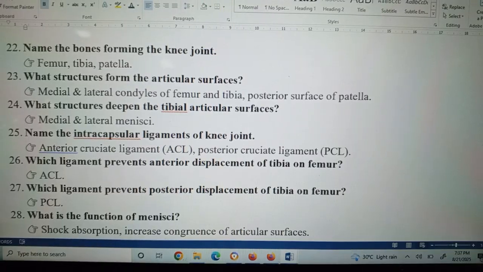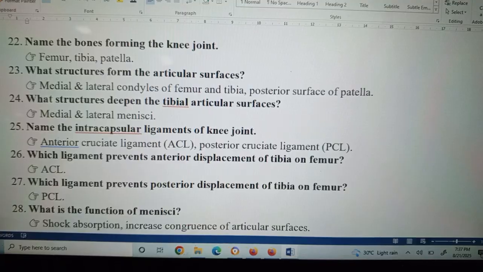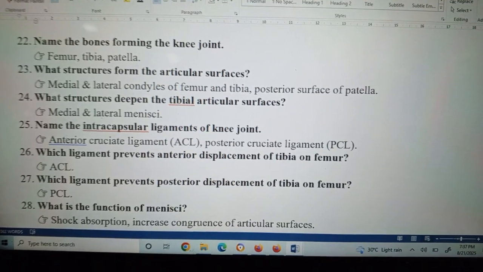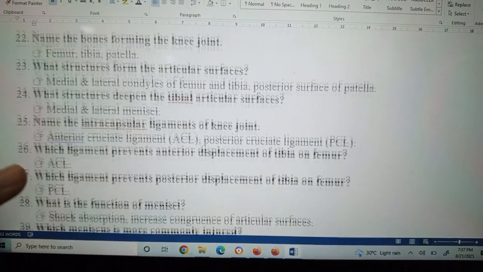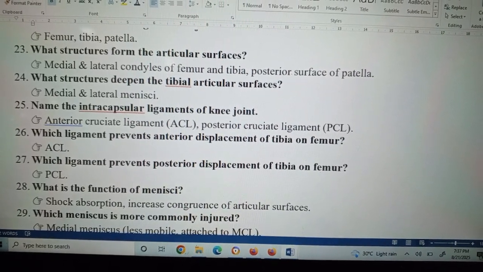You can see it in the radiology video as well, in which I have shown you what structures deepen the tibial articular surfaces: the medial and lateral menisci. Questions related to menisci can be asked. What is the importance of the menisci and which menisci are present? Name the intracapsular ligaments of the knee joint: the anterior cruciate ligament and posterior cruciate ligament.